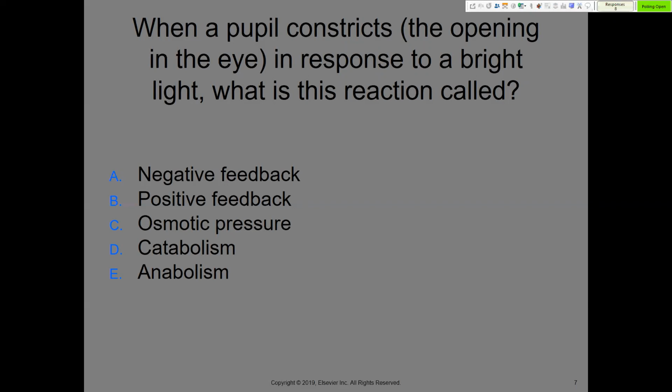Okay, I'm going to close it. 5, 4, 3, 2, 1. 89% good, negative feedback. Okay. So when the light is shining in your eye, the response is to close the eye pupil to lower the amount of light. So it's the opposite of the initiating thing.